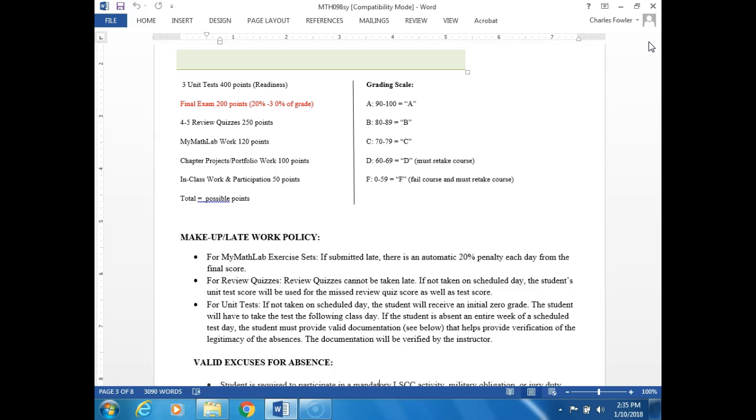Okay? Grading scales, by the way, 90s are A's, 80s are B's, 70s are C's. Don't go any lower than that, okay? It's not good. So try to stay up in the top 3.